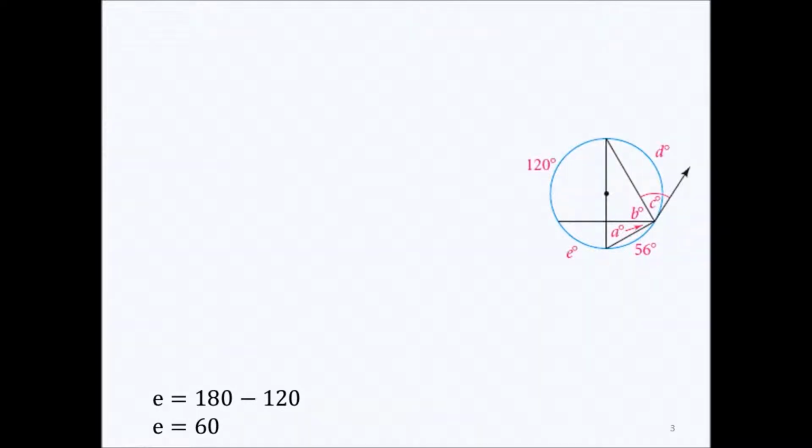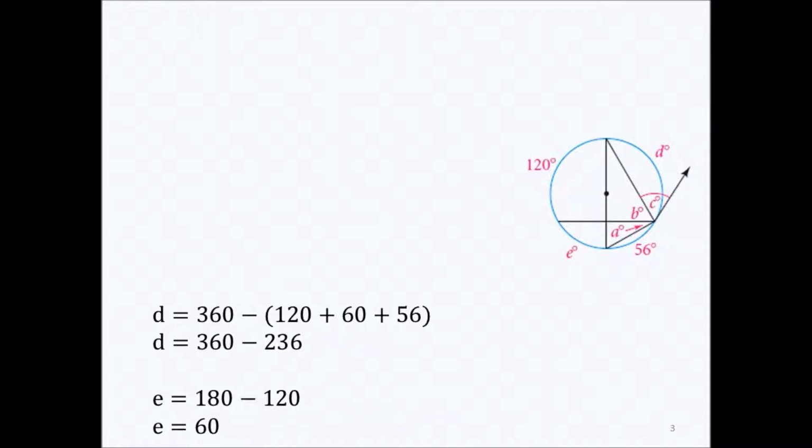Another way to do it would be 120 plus the 60 of arc E plus 56 plus D is equal to 360, because there are 360 degrees in a circle. So we subtract 120 plus 60 plus 56, all of that from 360, and we get that D is equal to 124.